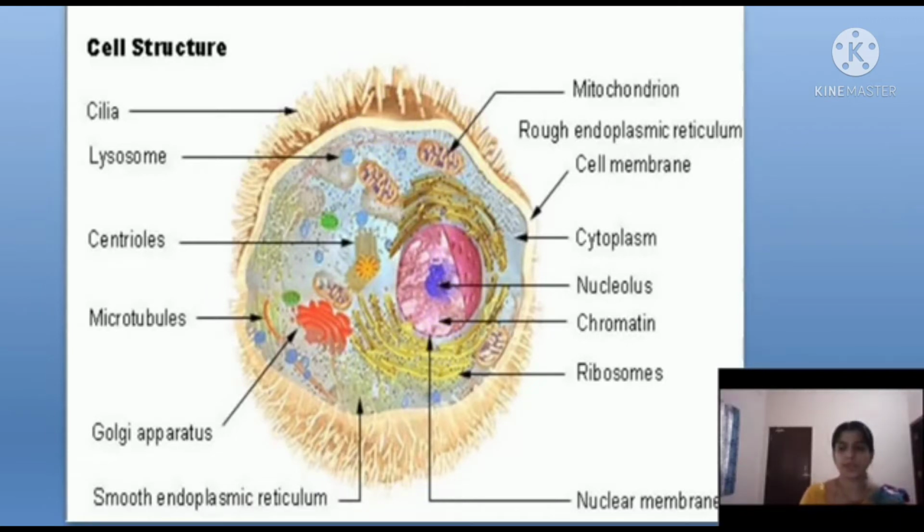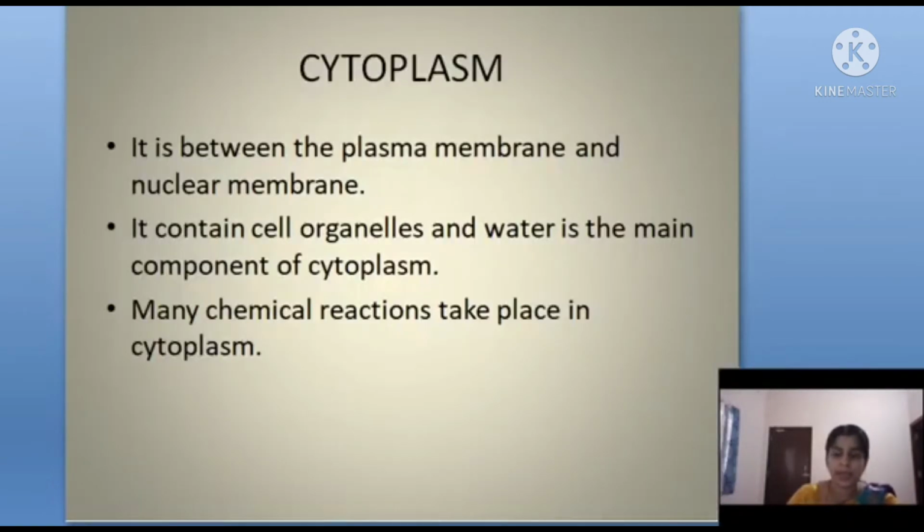Cytoplasm is the physical basis of all metabolic activities. Various cell organelles perform specific functions in it. I'll give you one example. You know the egg. An egg is a cell. It is a eukaryotic cell. Okay, so take one egg.